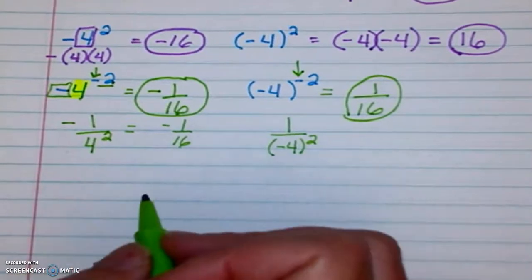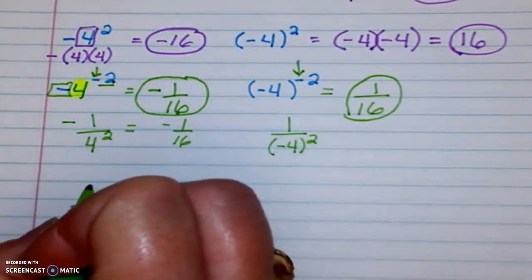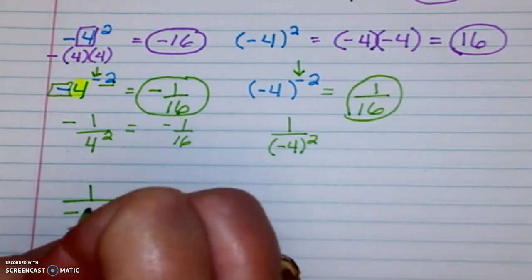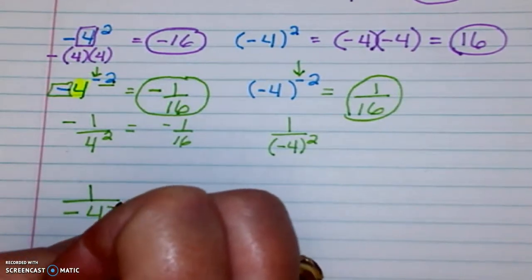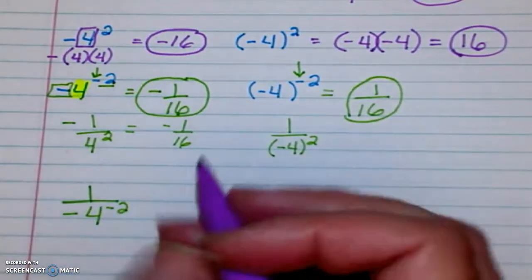What if I give you the following problem? What if I told you I had 1/, the opposite of 4 to the negative 2? Now I already read that as the opposite.